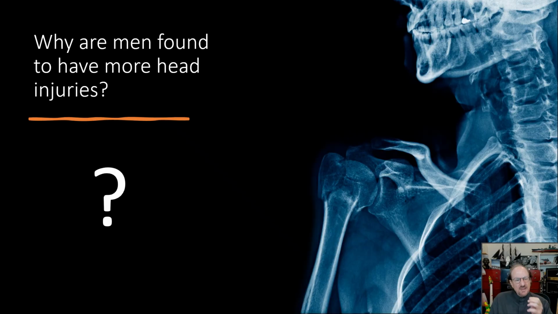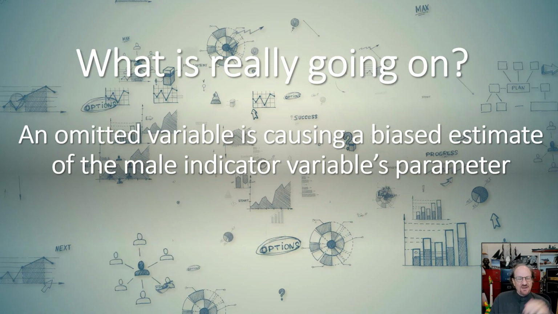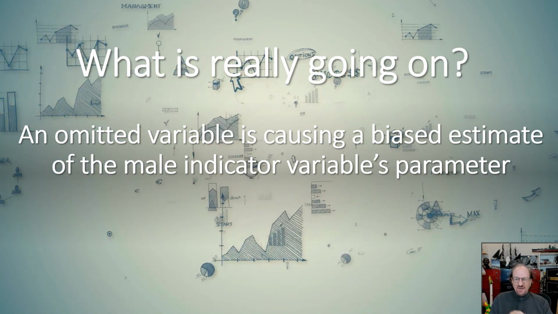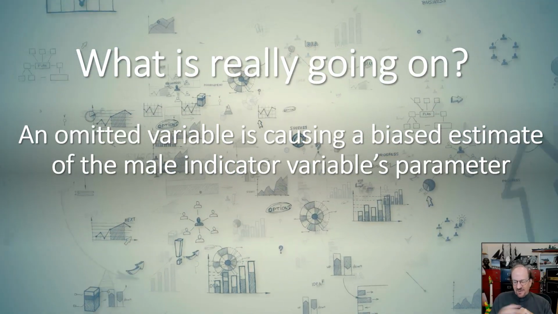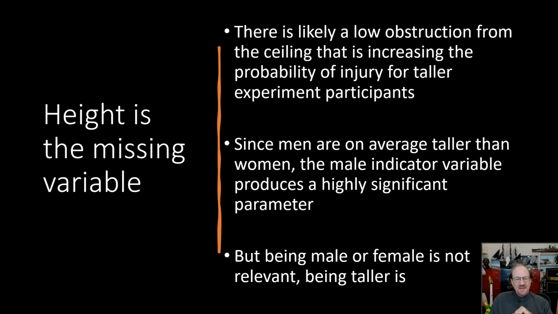So let's look at why men are found to have more head injuries. You can think of a lot of things. Over the years, my classes have come up with all sorts of things, like men have softer heads than women. But really what's going on is there's an omitted variable that's causing a biased estimate of the male indicator variable's parameter. That missing variable is height.